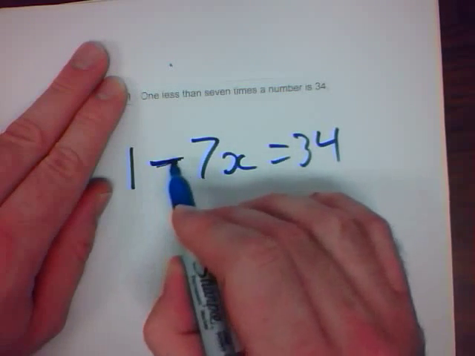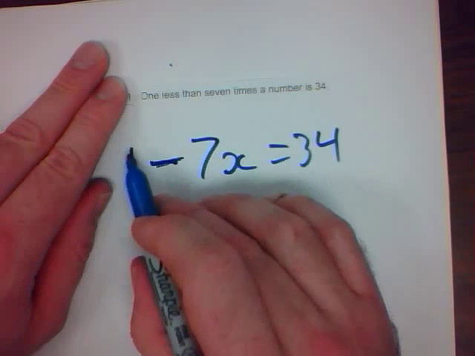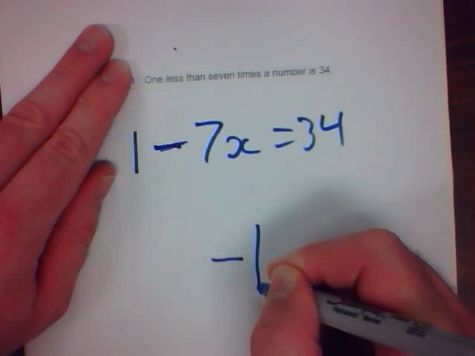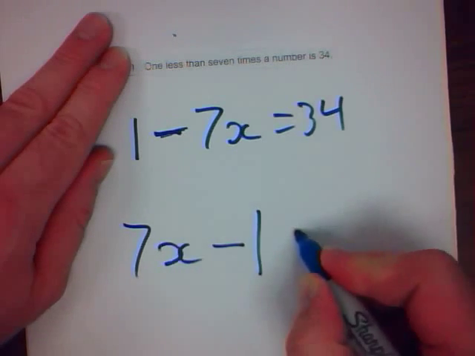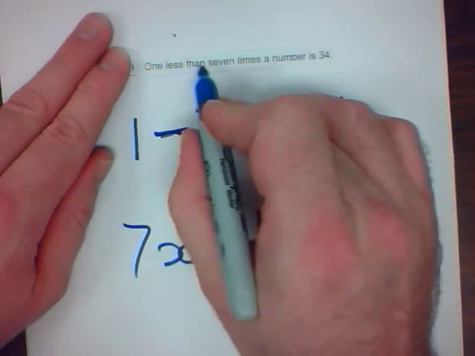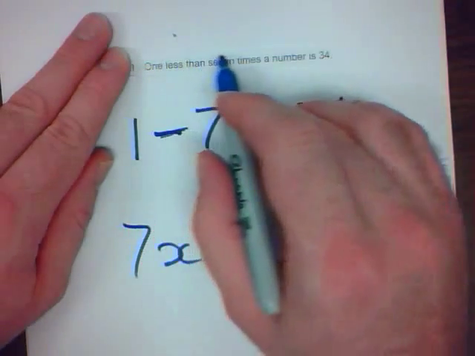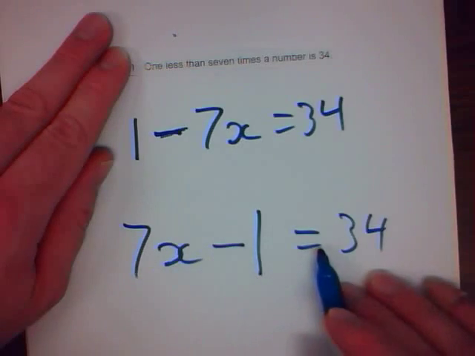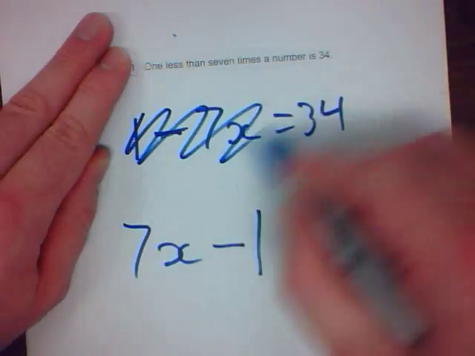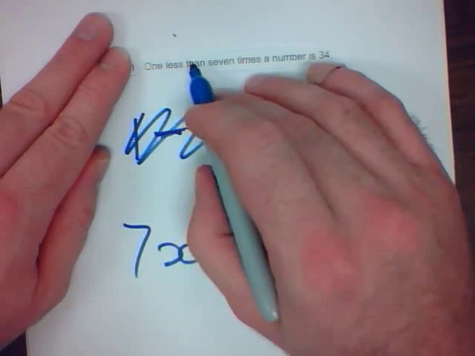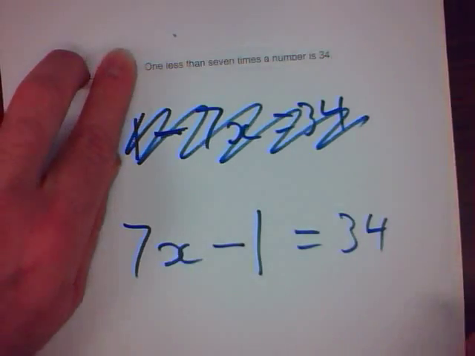Where you put the subtraction symbol matters. You have to take 1 away, which means 1 less than 7 times a number is 34. 1 less than means I'm subtracting from something else. So the English language does not match the way it's going to be written mathematically. This is wrong. This is correct. Watch for that. 1 less than. That one has to go here, not there.